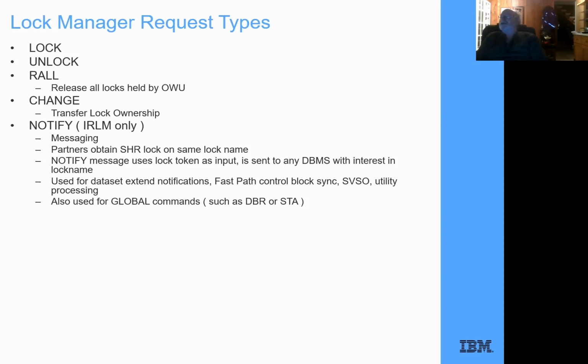It's used for things like shared VSO, for unload command processing, utility processing. And for full function, of course, the main use of it is for extending a data set. When a full function data set is extended by one IMS, the other systems need to know about it. It's also used for global commands, global DBR or global start. All IMSs get a share lock on a command, an arbitrary string that's the command lock token. That enables them to pass commands between IMSs.